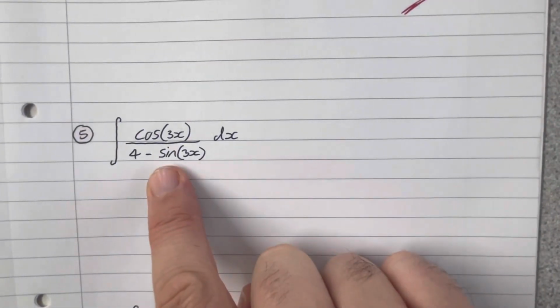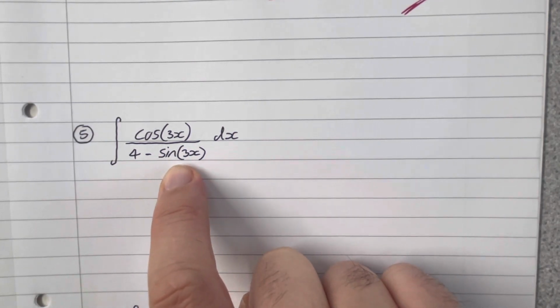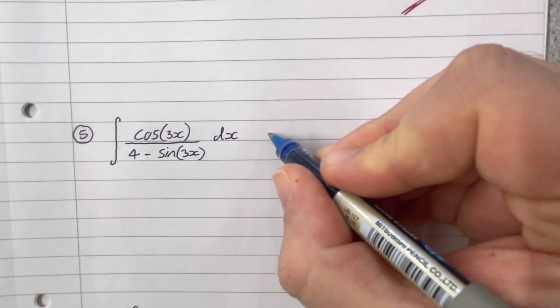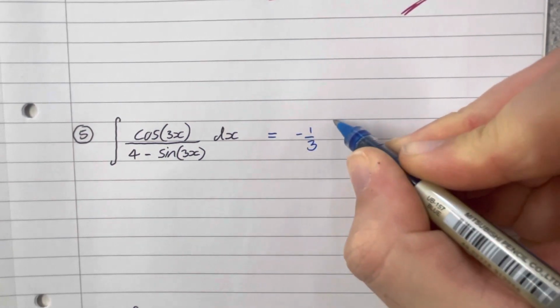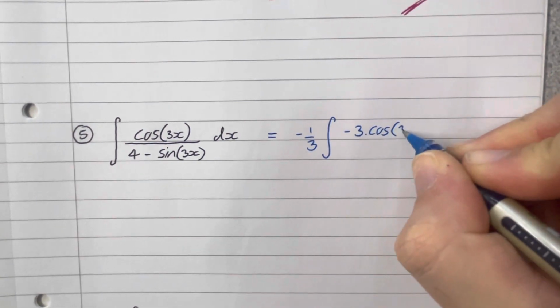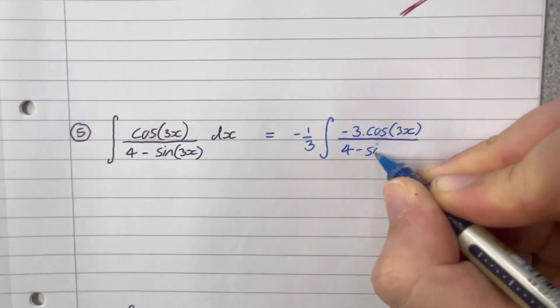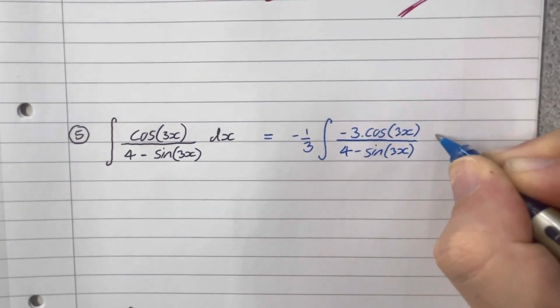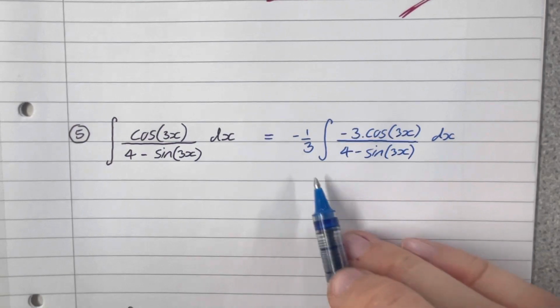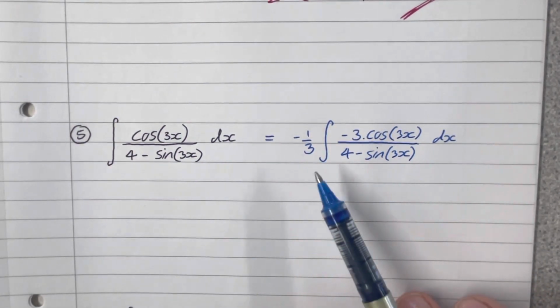Again, the top is not quite the differential of the bottom, so I need to modify it slightly. The sine 3x will differentiate to 3 cos 3x, but I've also got a minus there. So what I'm going to do is pull out a minus a third, so that the top will become minus 3 times the cosine of 3x. And the bottom is still 4 minus sine of 3x. And I do recommend writing this step down. It just really helps to visualize what you're pulling out. It's quite tricky to go from here straight to the answer and very easy to make a mistake.